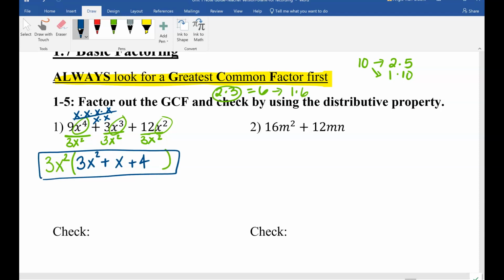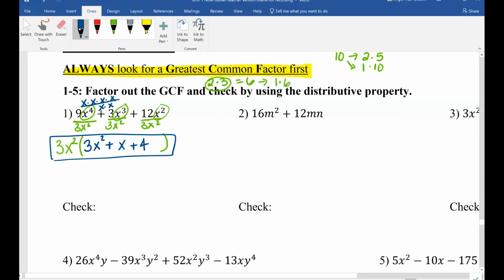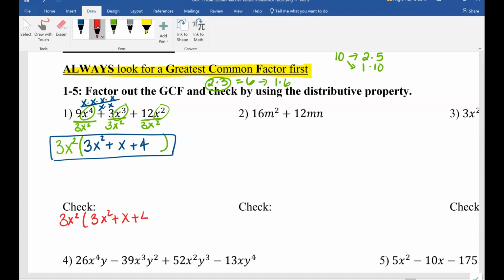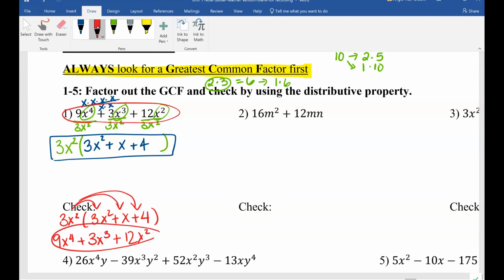Now, on the bottom here, I give you a little space where it says check. What does that mean by checking? Checking means you write it out and you multiply back to see if we get the original problem. Here we go. 3x squared times 3x squared is going to be 9x to the fourth. 3x squared times x is now positive 3x to the third. 3x squared times 4 gives us 12x squared. And this right here should always be exactly the same as our original.